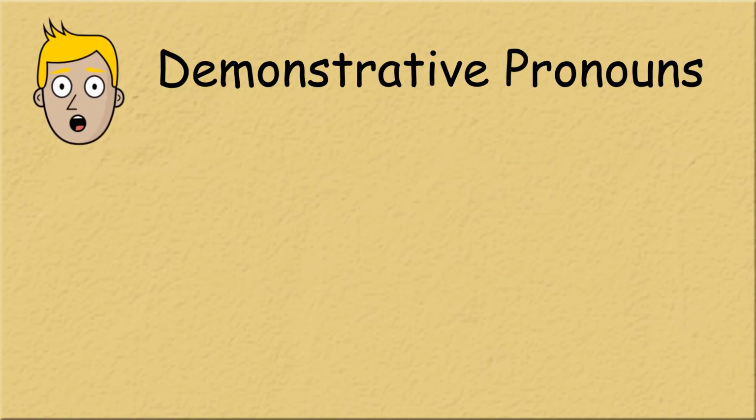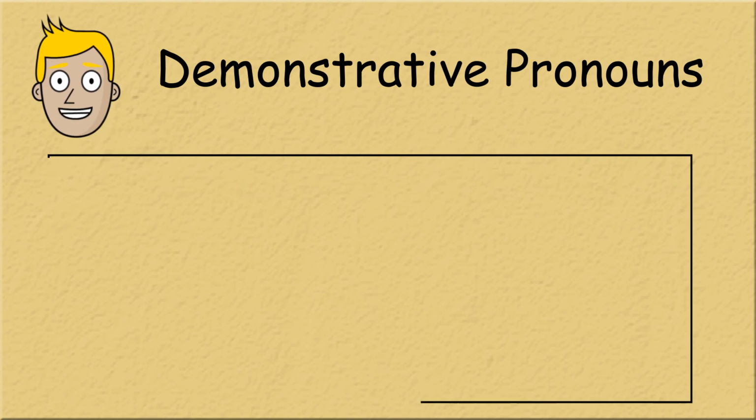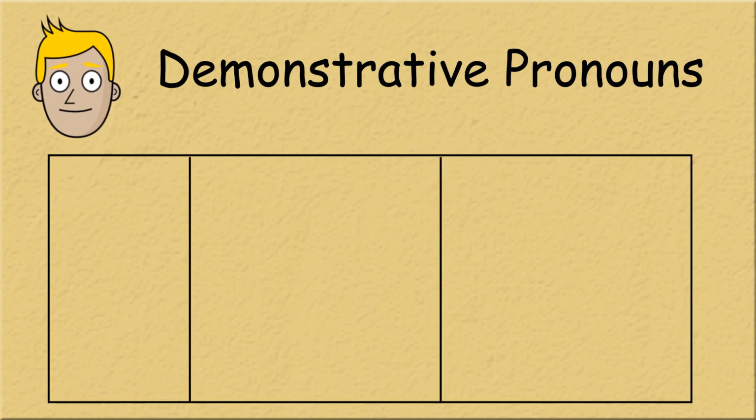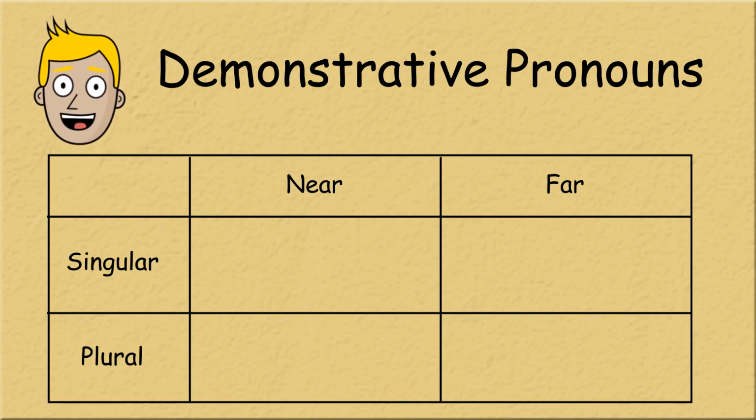We use demonstrative pronouns to refer to things that might be near or far. These objects can also be singular or plural. Let's use these four categories to make a table for our pronouns. Within our two rows, we have singular and plural, and within our two columns, we have near and far.